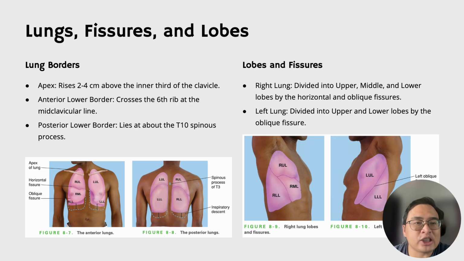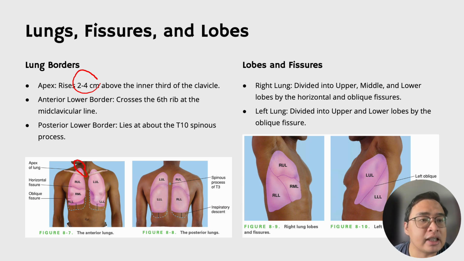Next, let's review the anatomy of the lungs. So what are the borders of your lungs? So the uppermost part, or the apex, rises above the inner third of your clavicles. Specifically, around 2 to 4 centimeters is this portion here. That's the apex of the lungs. So for example, someone with tuberculosis, most likely they're going to have some lesions in the apex of their lungs.